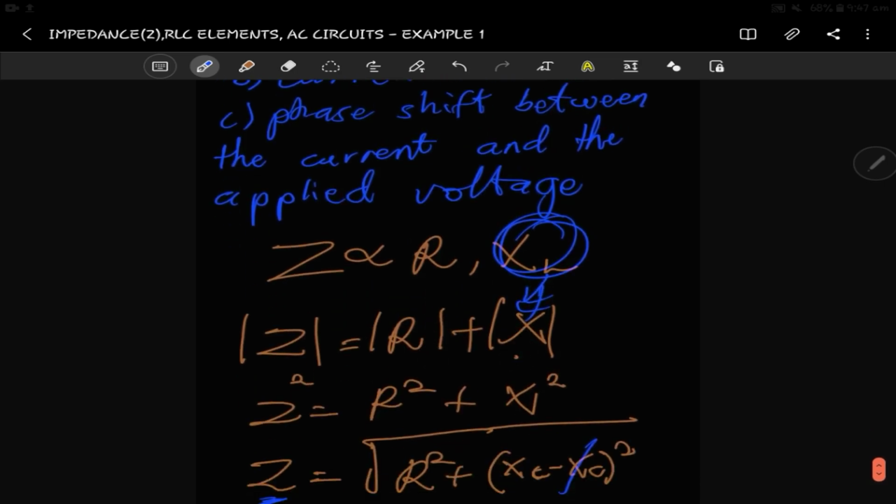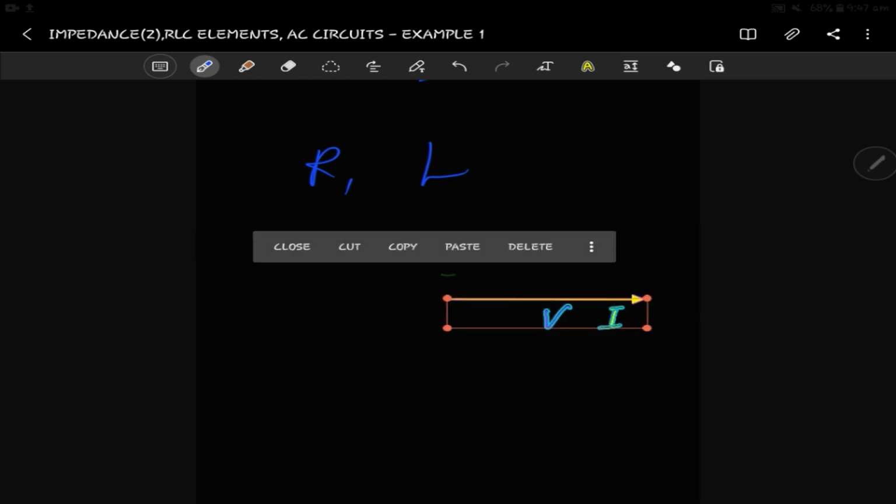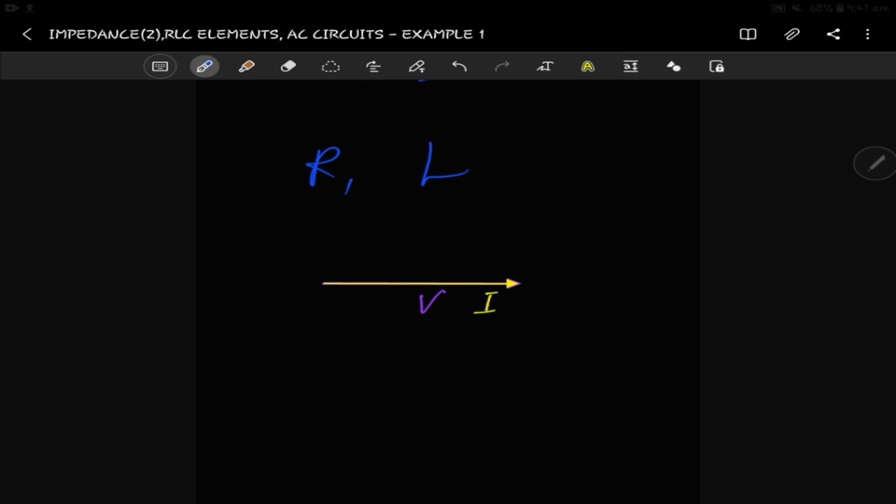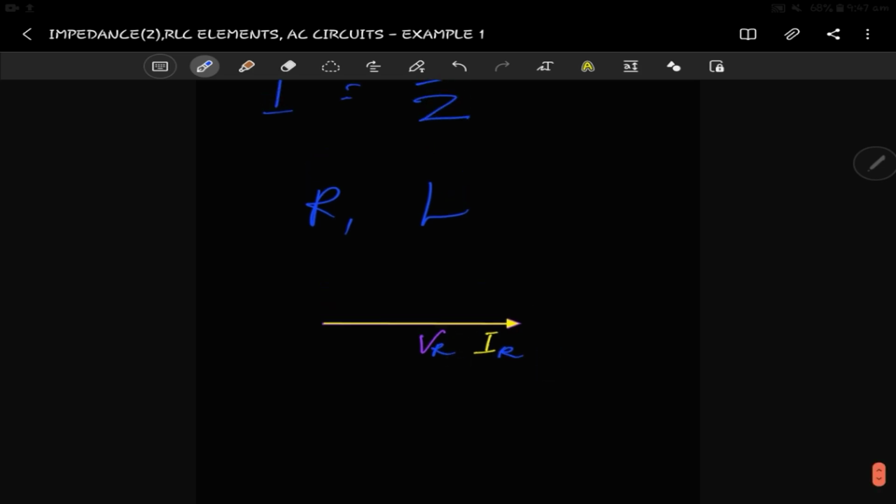And the phase shift. Okay, let's see this. The whole circuit is saying that we have a resistor and then we have an inductor. So if you're trying to find the phase shift, let's put it here. We know that if we had a resistor alone, this is how it would have been. We have this here for the resistor alone. But here we're having an inductor as well.